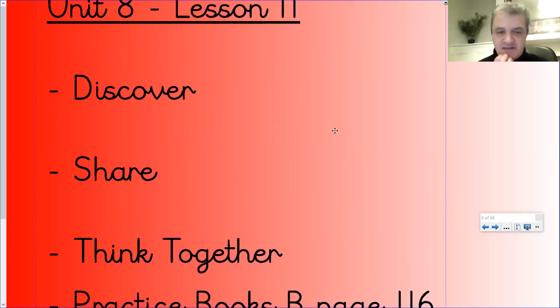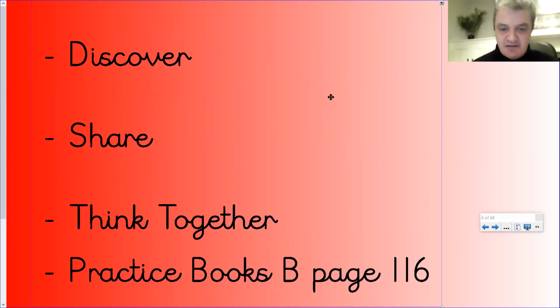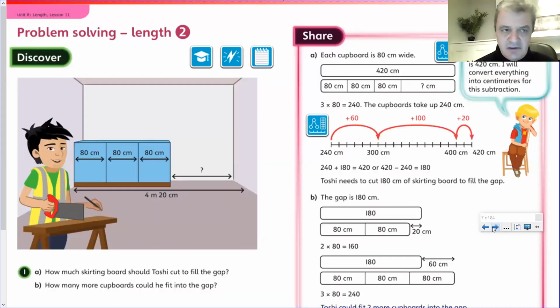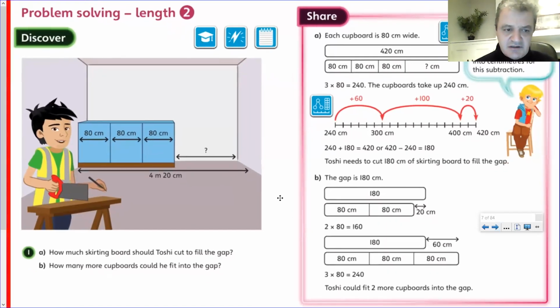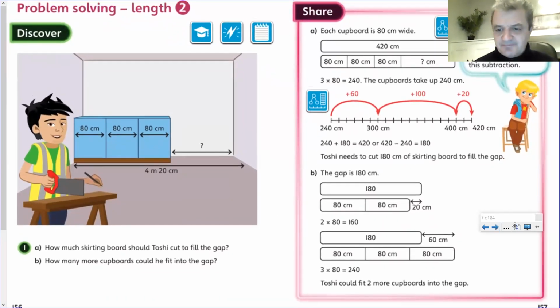So again, we've got discover, share, think together, and then we're doing our practice book. Nearly finished length and perimeter. So we'll be going on to money questions quite soon. We might have a bit of a rewind next week. Okay, so let's have a look at my first problem solving question.